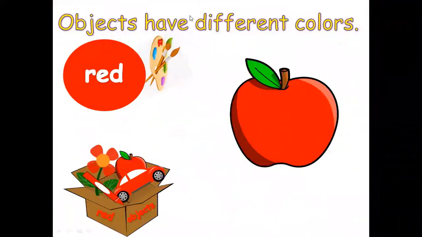Now, our first color is red. Red. Do you know what this is? It is an apple. Good job. What color is it? It is red. So what's this? It's a red apple. So what's this color? Red. Red. Red. Good job.